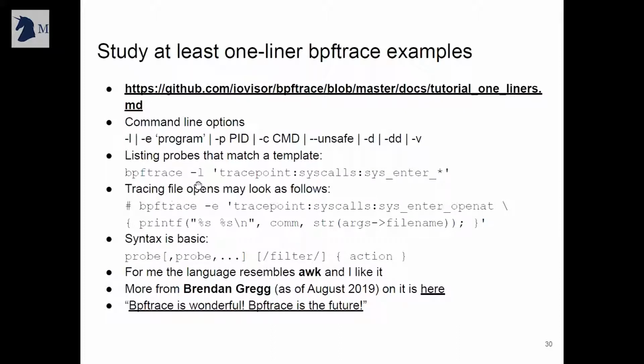-l lists trace points that match the template. -e just executes the probe. You may have multiple -e options, so you can execute many things. The syntax is simple. You have a probe or a list of probes separated by commas. You have an optional filter, so apply only if something is true, and you have an action in curly brackets, like here. The probe is kernel tracepoint syscalls sys_enter_open.